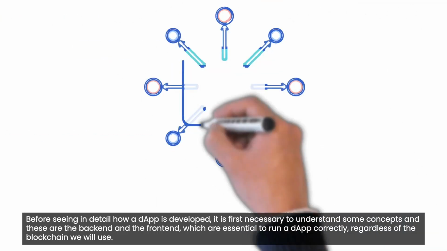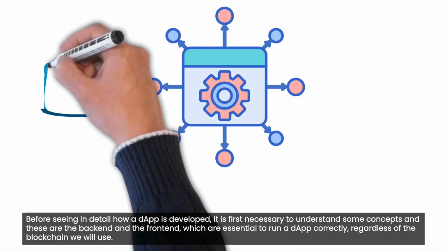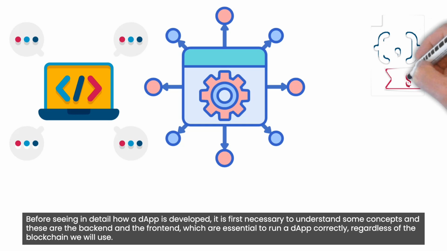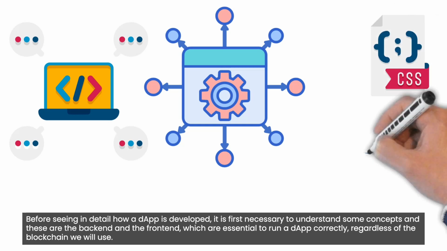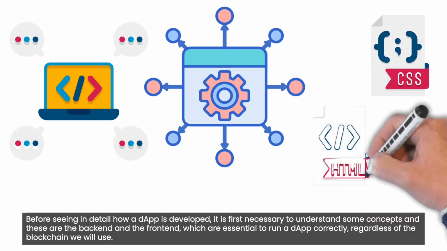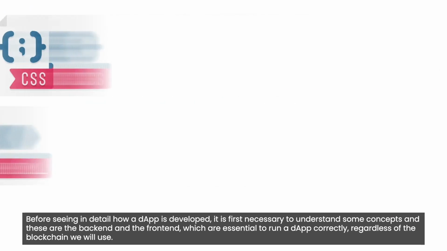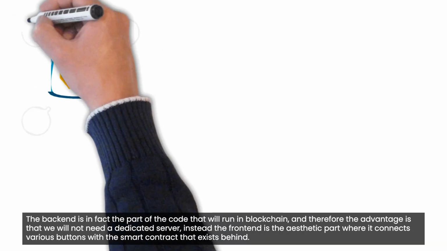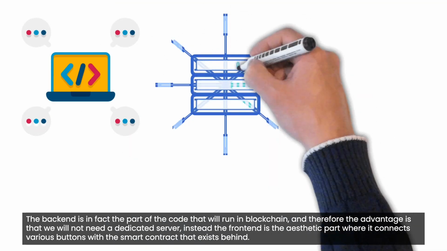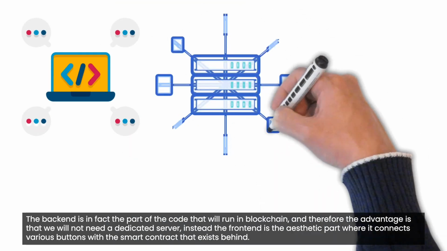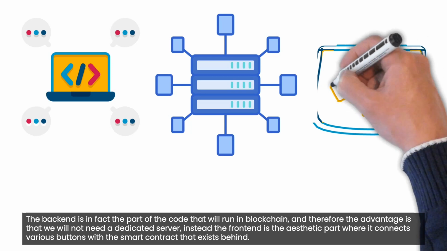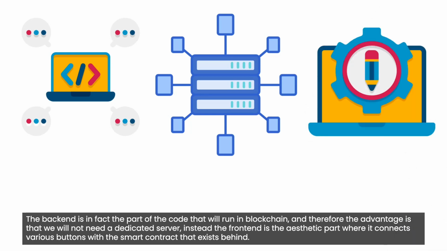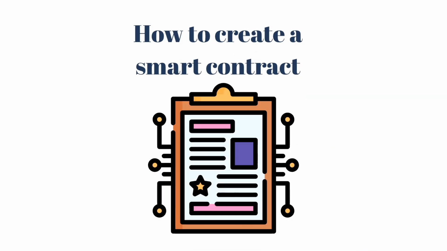Before seeing in detail how a dApp is developed, it is necessary to first understand some concepts. And these are the backend and the front end, which are essential for running a dApp correctly, regardless of the blockchain we will use. The backend is essentially the part of the code that will run on the blockchain, and therefore the advantage is that we will not need a dedicated server. Instead, the front end is the aesthetic part where various buttons are connected with the smart contract that is behind it.